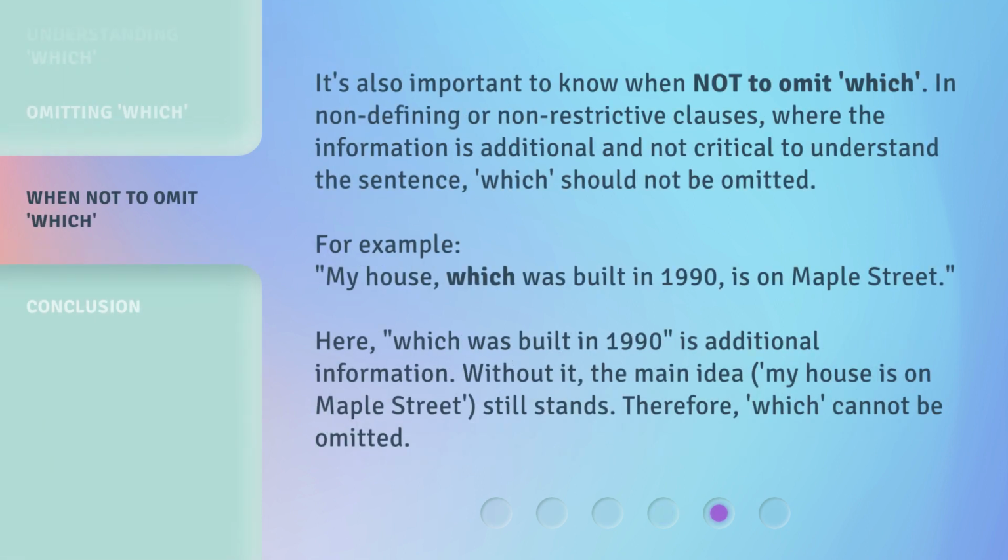It's also important to know when not to omit which. In non-defining or non-restrictive clauses, where the information is additional and not critical to understand the sentence, which should not be omitted. For example, my house, which was built in 1990, is on Maple Street. Here, which was built in 1990, is additional information. Without it, the main idea, my house is on Maple Street, still stands. Therefore, which cannot be omitted.